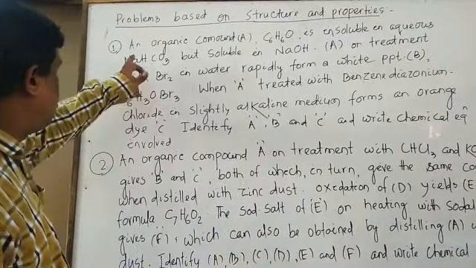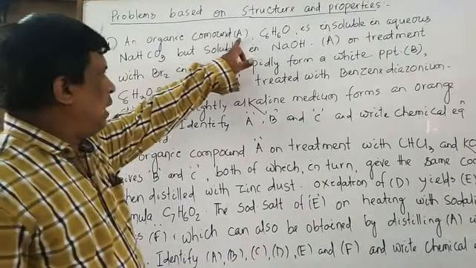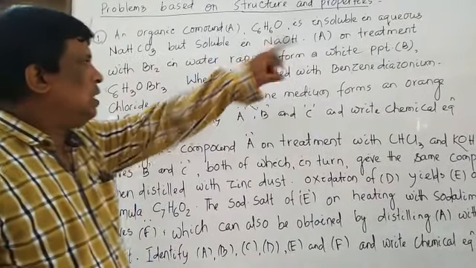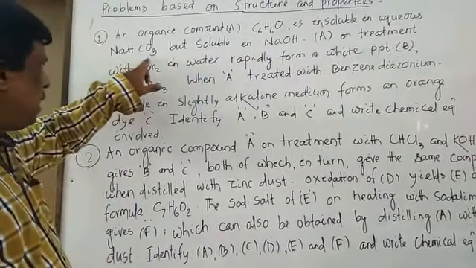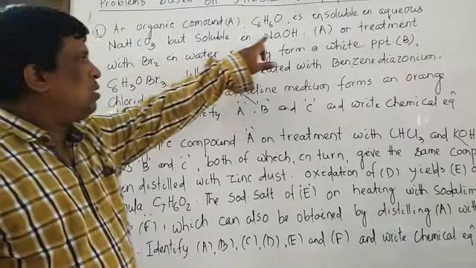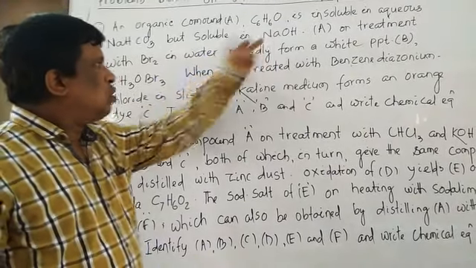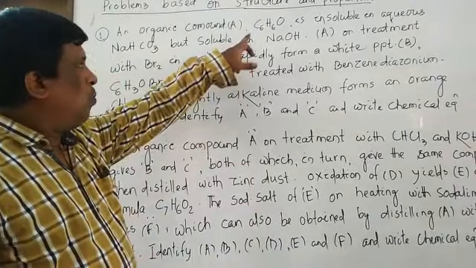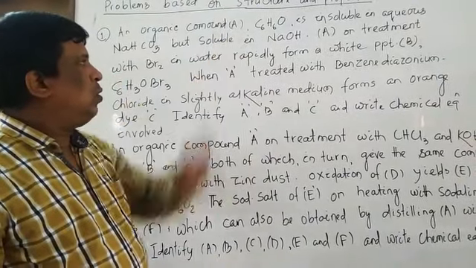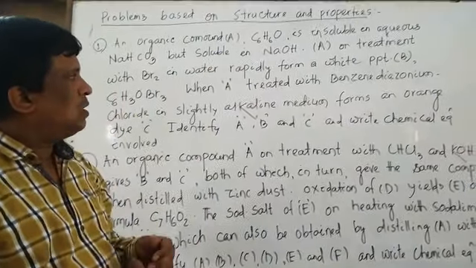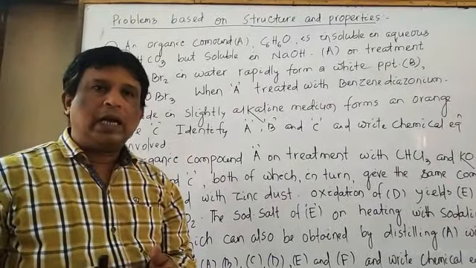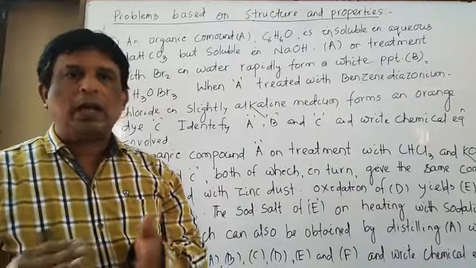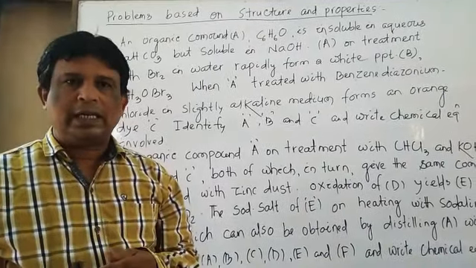First one, what is this one? An organic compound A, formula C6H6O, which is insoluble in aqueous sodium bicarbonate but soluble in sodium hydroxide. So from this it is clear that the organic compound C6H6O is phenol, because we know there is a chemical distinction between phenol and benzoic acid or acetic acid.